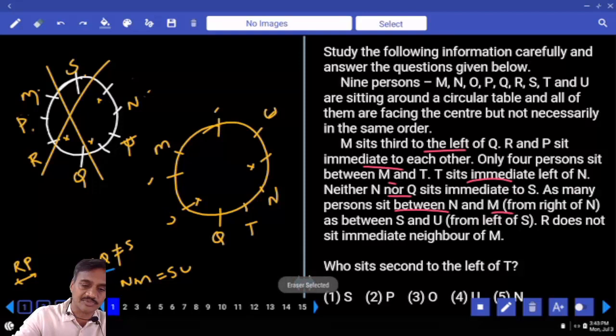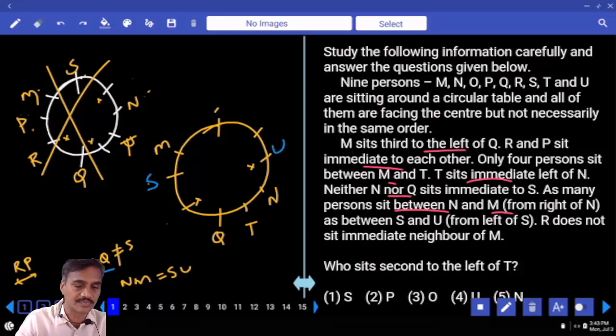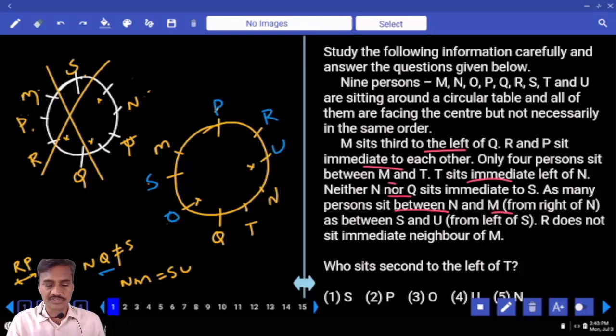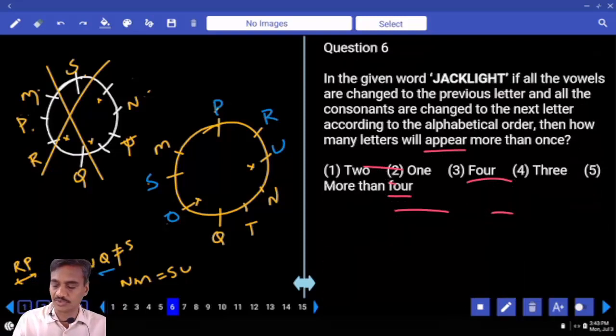Hence S cannot be here. And what is the other possibility we have for this S? Now S is here. Now if S is at this place, between N and M 3, 1, 2, 3, U will be here. Then R and P are adjacent to each other. R is not adjacent to M. Hence R is here, P is here, and the person O is left over. Done with this? Now this is about question numbers 1 to 5.